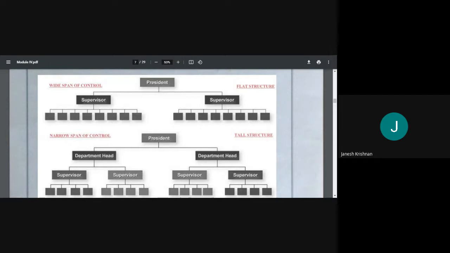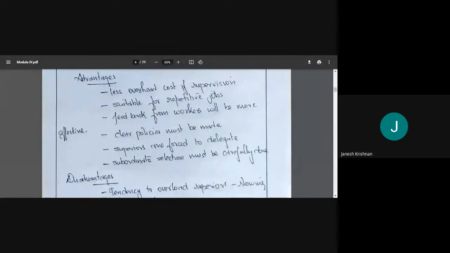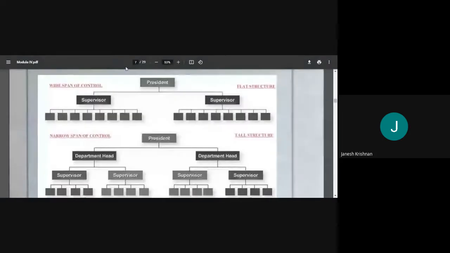So what are the advantages? Advantages are less overhead cost of supervision. What does it mean? Here you can see there's only one supervisor, and he's supervising 8 persons. In the second case, there are 2 supervisors managing 8 persons. So in the first case, 1 person is doing this job, and in the second case, 2 persons are needed to do the same type of job. So what happens? The cost is increasing.